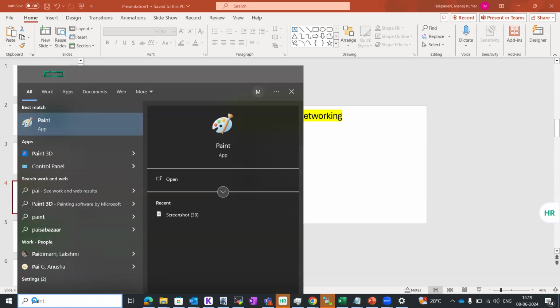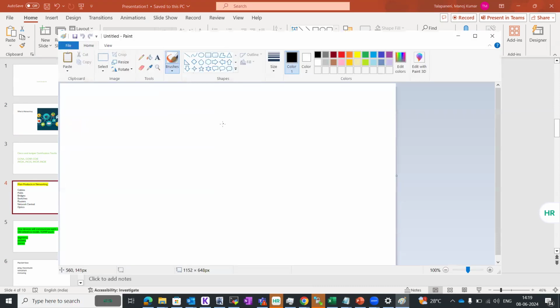We have different types of cables. For example, if I take two routers, between these two routers, as those are the same products, we will use crossover cables. And these are the Ethernet cables.